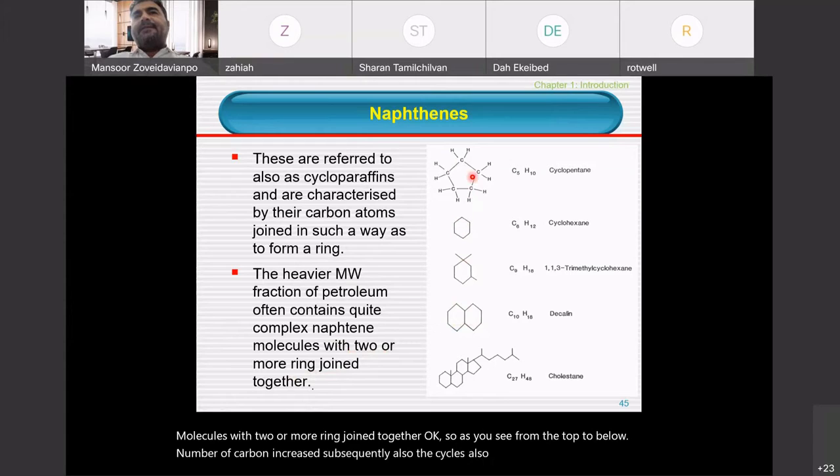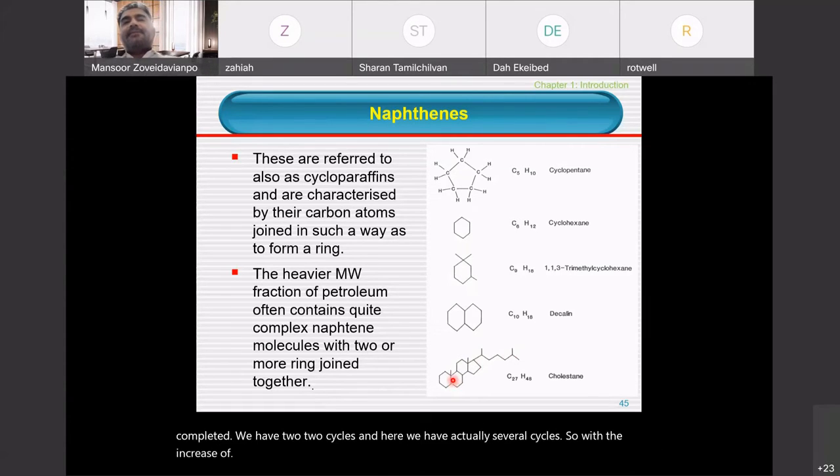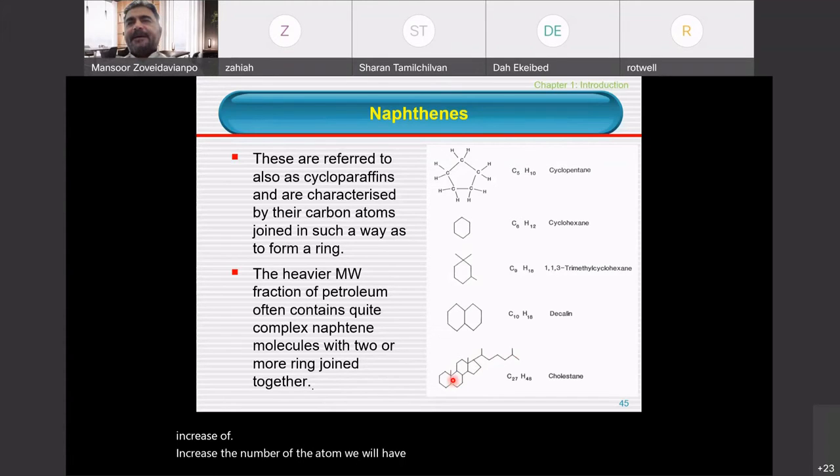Here we have one cycle. Here also one cycle, but here we have a cycle with some branches. Here the branching is already complete. We have two cycles, and here we have several cycles. So with the increase in the number of atoms, we will have a complex mixture. So for example, what is happening in wax or in asphaltene.